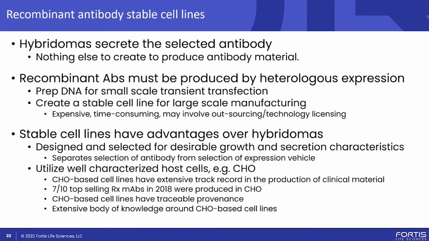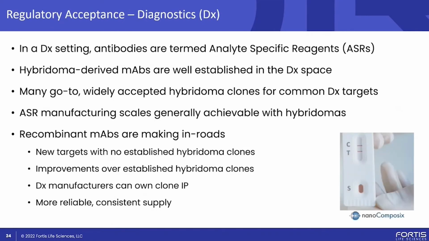There are many advantages of using cell lines such as CHOs, which includes their traceable provenance, so it's clear how that cell line came to produce the antibody that is going to end up in human patients. And there's a huge amount of knowledge around how to push good level expression from CHO cells. So that sort of segues us into the regulatory acceptance side of things.